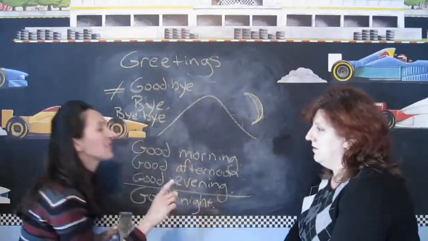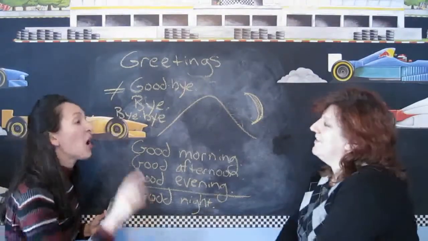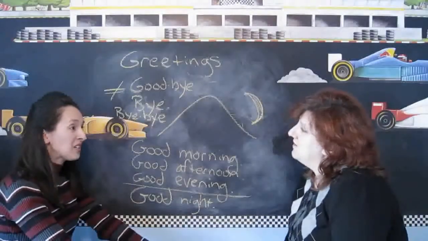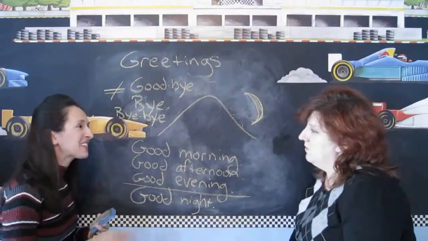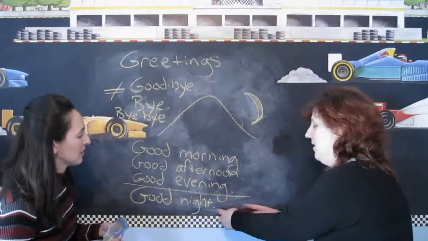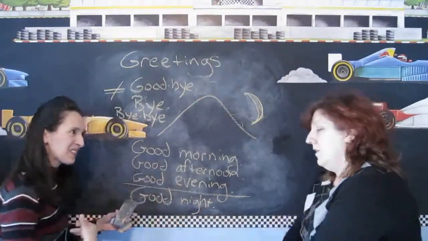Good night, sun. Good night, no. Moon. You can say to your children, to your husband, to friends. Good night. Good night, Jennifer. You can say the name. Good night, Natasha. Good night, Jennifer.